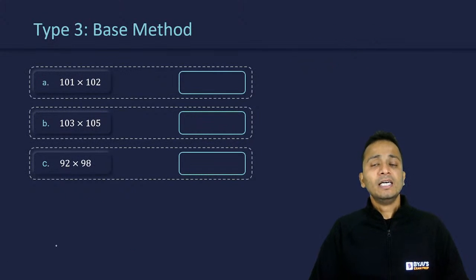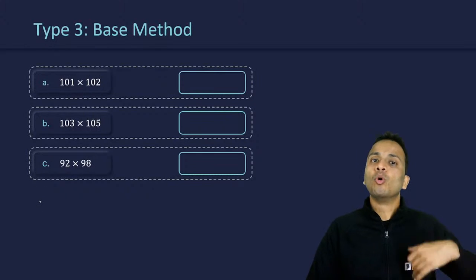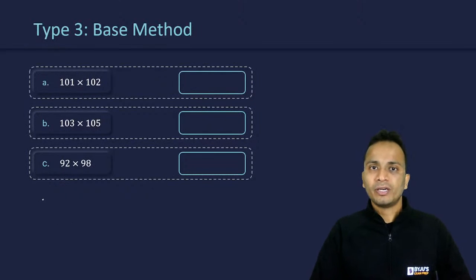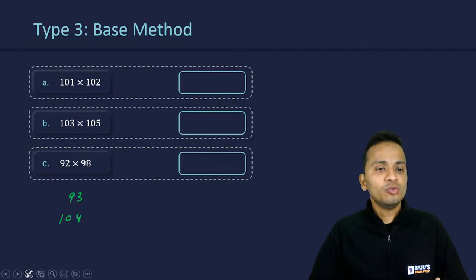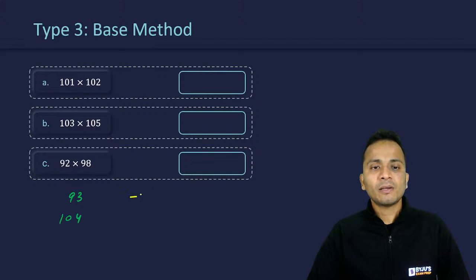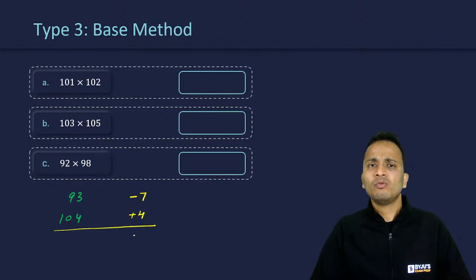ठीक है? Now let's say one number is more than 100 and one number is less than 100. अब उस केस में क्या करेंगे? So example ले लेते हैं. So 93 into 104. Let's take this one. So 93 is minus 7 and 104 is plus 4. When I multiply these two numbers, I'll get a negative number. Doesn't matter. We'll subtract it later. So minus 28 is the product of these two.